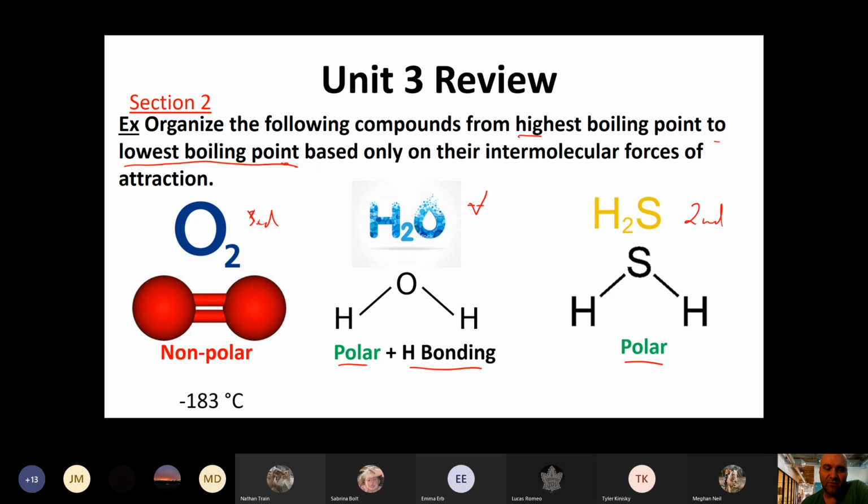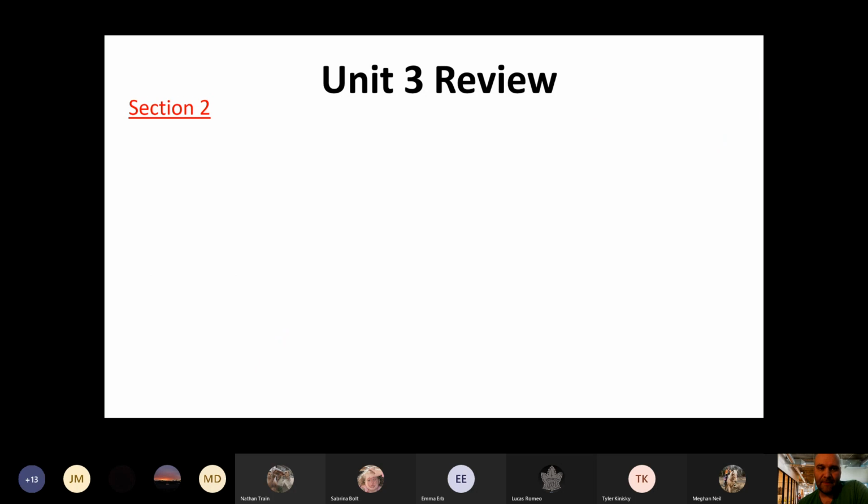If you go ahead and actually looked up their boiling points, oxygen's minus 183, hydrogen sulfide is minus 60, and water's 100. So there you go. We just proved it by using our rationale and referring to the bonding forces. Good.